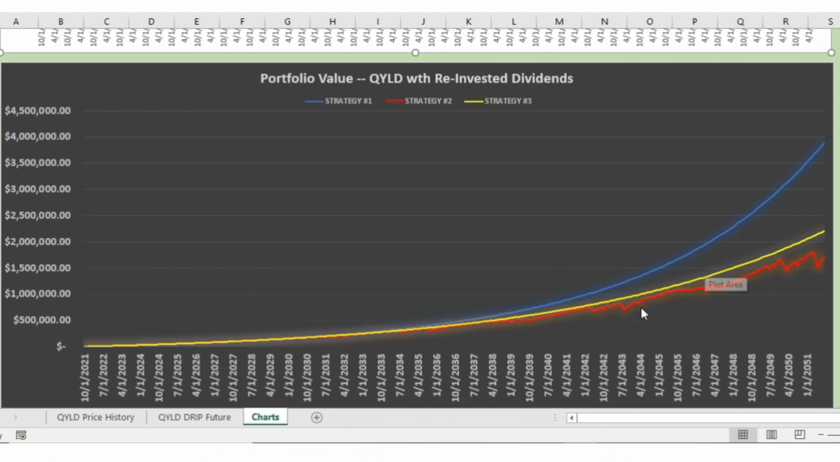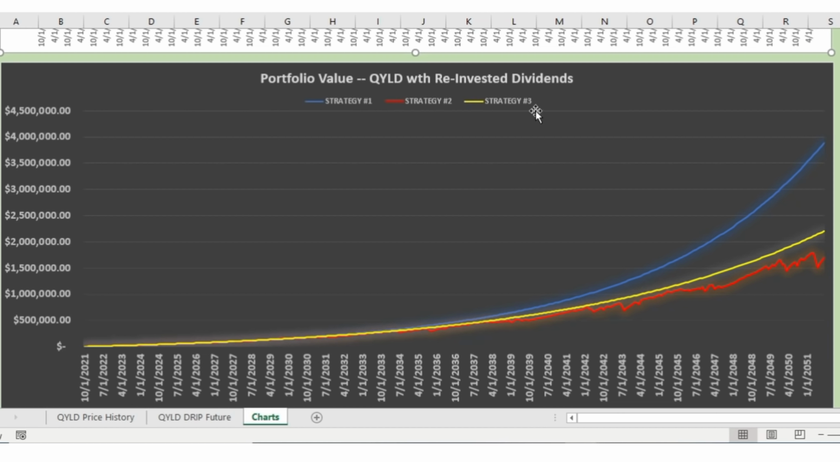Strategy number 2 here, the one that's got a lot more bumps, ups and downs, is if we took QYLD's price and dividend history based on a function of their price and said, let's just extend it out. Whatever that 7-year dividend ratio was related to the price, we're just going to extend that out for another 3 or 4 times. That's what that one looks like.